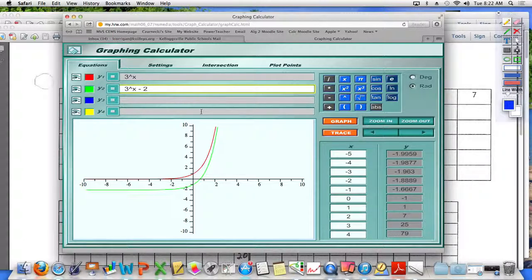Well, do you guys remember when we were studying these kinds of transformations to graphs earlier in the year? When you subtract 2 at the end of a function, all it does is move the graph down 2 units. Same thing's going to happen when you're talking about exponentials. So in that case, you just shift your graph down 2 units.